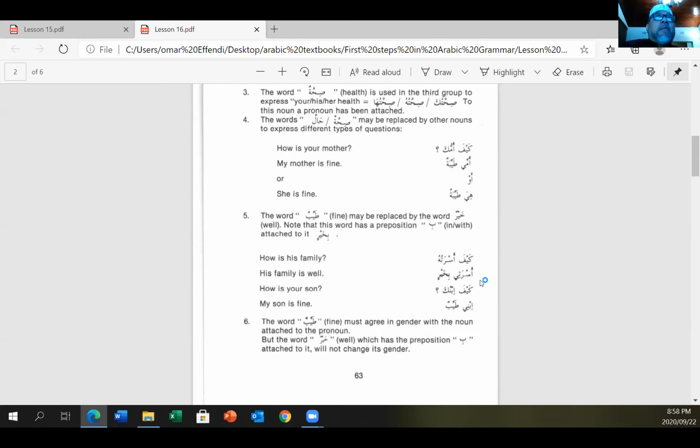If somebody asks you, how is your family? Kaifa usrati. See there? If I say my family, then I would say obviously usrati, whatever else we have there. We say kaifa usratuhu, how is his family? His family is well. Usrati bi khairin. In actual fact, it shouldn't be usrati. It's wrong, yes. It should be usratuhu. Usratuhu bi khairin. Right? So there is an error there. But if he asks me, how is your family? Kaifa usrati. Then I would say usrati bi khairin.